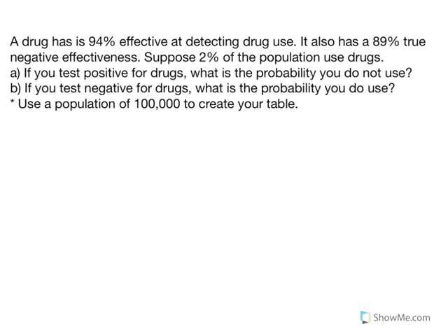Part A, if you test positive for drugs, what is the probability you do not use? Part B, if you test negative for drugs, what is the probability you do use? Use a population of 100,000 to create your table.